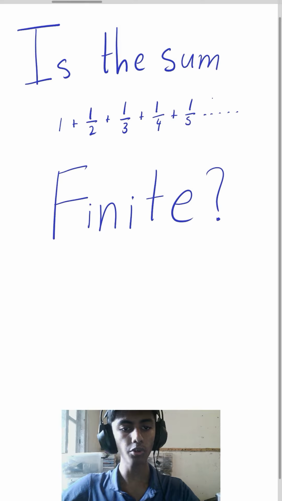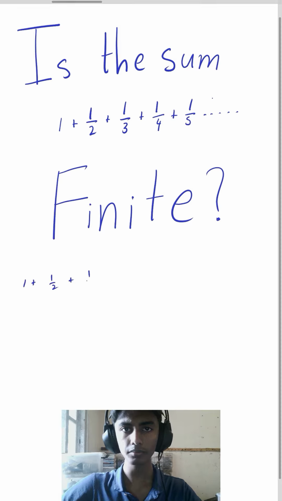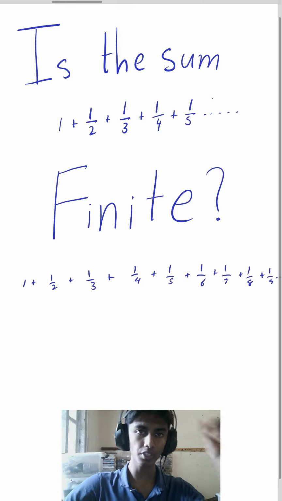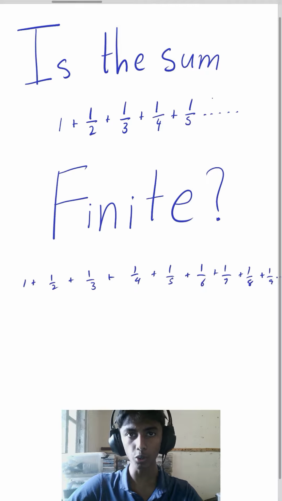This sum is in fact infinite, and we can show that it's infinite using a simple method. We are first going to write out the sum: 1 plus a half, plus a third, plus a fourth, plus a fifth, plus a sixth, plus a seventh, plus an eighth, and we'll do one more, plus a ninth, and so on. In order to prove that this sum is infinite, we're going to write out another sum which you can easily show is infinite.